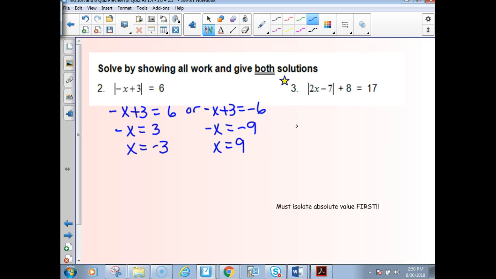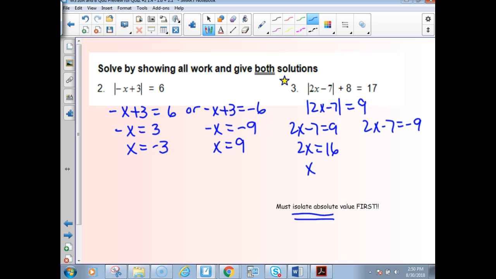There's a star by this one in that you want to make sure you isolate the absolute value first. So you need to subtract 8 from both sides, giving you the absolute value of 2 times x minus 7 is equal to 9. Now we will write the 2 equations that we need to solve. 2x minus 7 is 9, or 2x minus 7 equals negative 9. Adding 7 to both sides gives me 16, and dividing by 2, I get one solution of 8. The other, you would add 7 and get negative 2, divide by 2 and get negative 1.